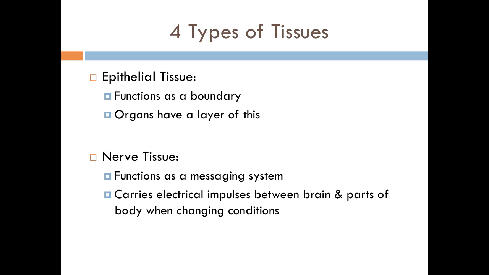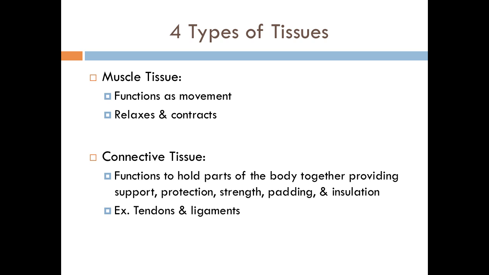Another type of tissue is the nerve tissue. This functions as a messaging system, and it carries electrical impulses between the brain and parts of the body when changing conditions. This is where the brain sends messages to the other parts of your body, telling them what to do, is through the nerve tissue. The muscle tissue, this functions as movement, and it relaxes and contracts.